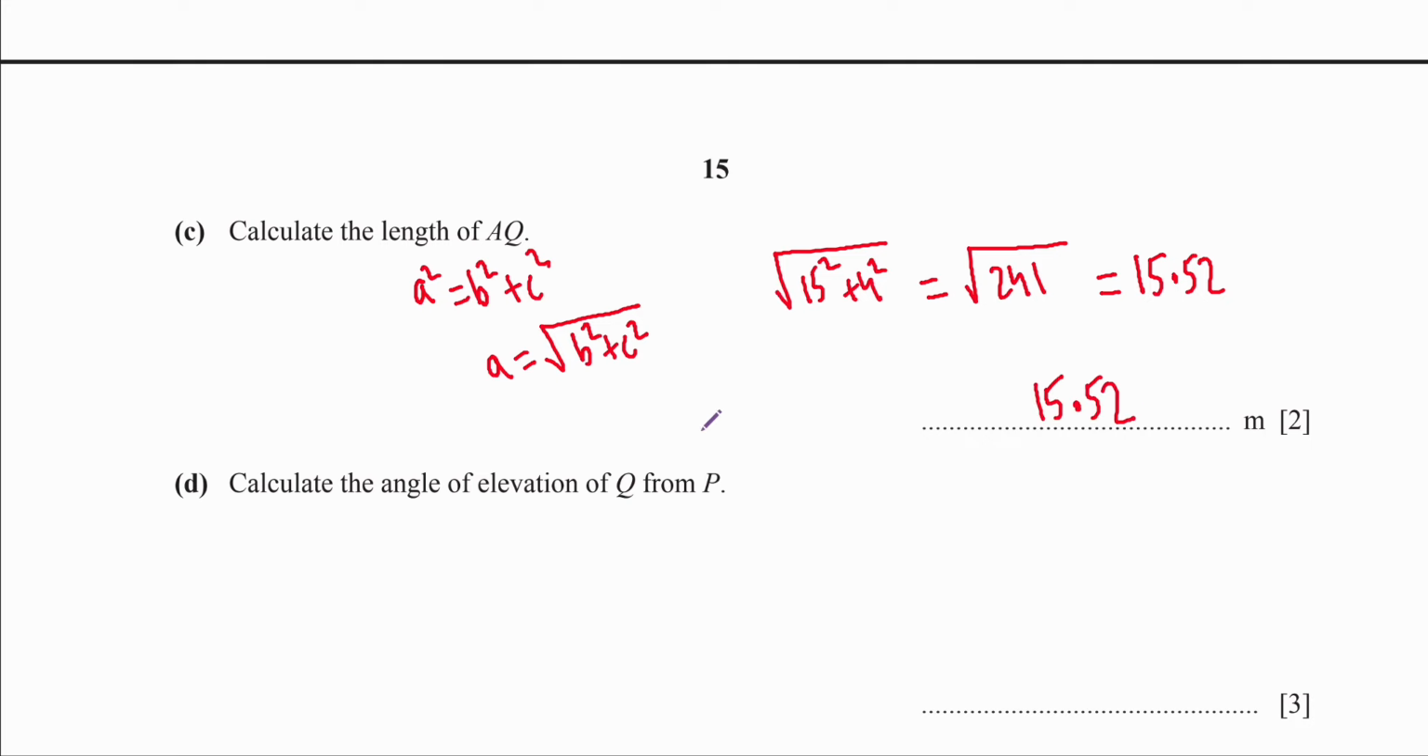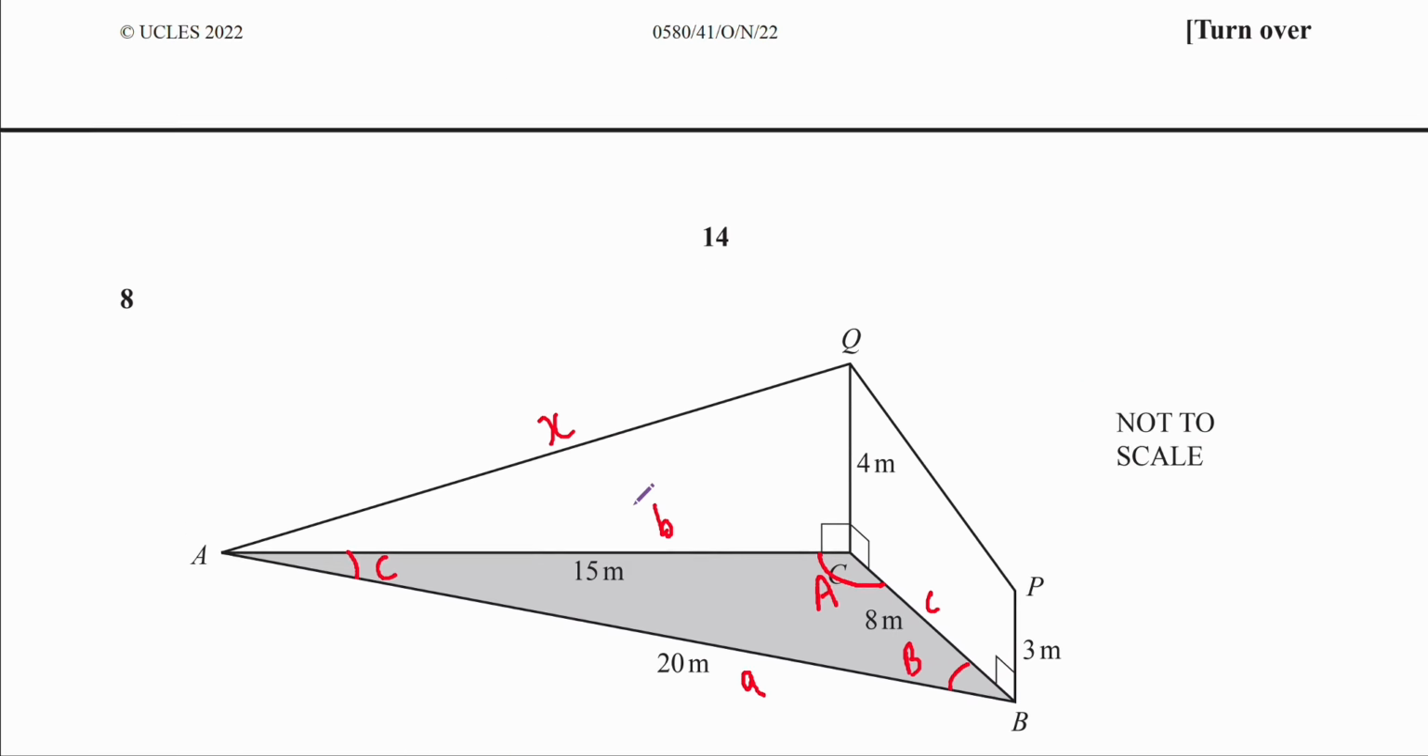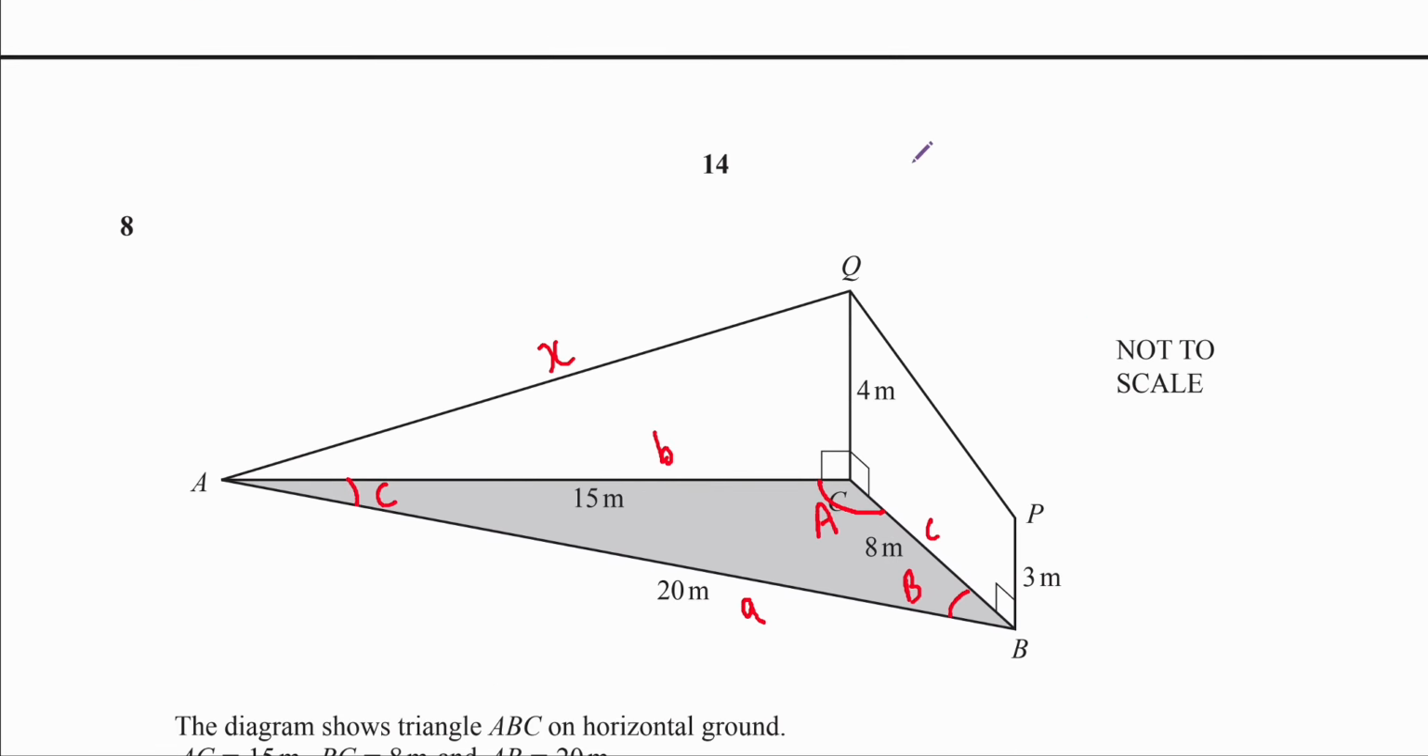That was pretty simple. Calculate the angle of elevation of Q from P. So what does that mean? The angle of elevation of Q from P. That means let's draw a line. Let's say we have that line right there. What it's asking for is the angle of elevation of Q from P. That means if you're standing at P and you want to look at Q, what angle would you be looking at? And that would be that angle right there. That's the angle of elevation.